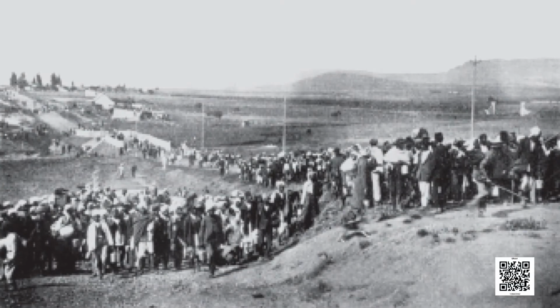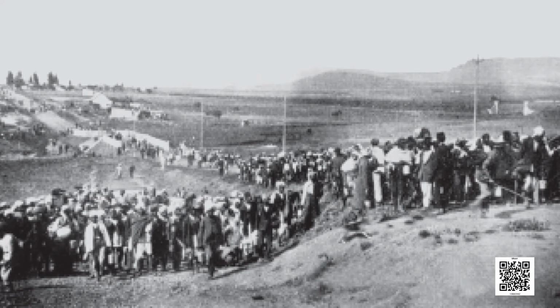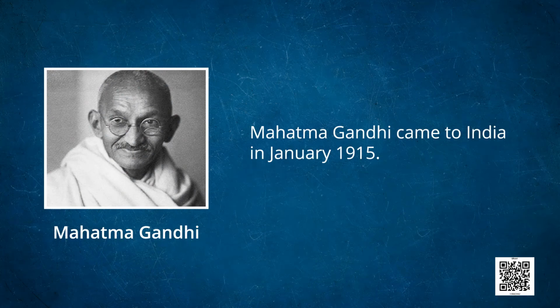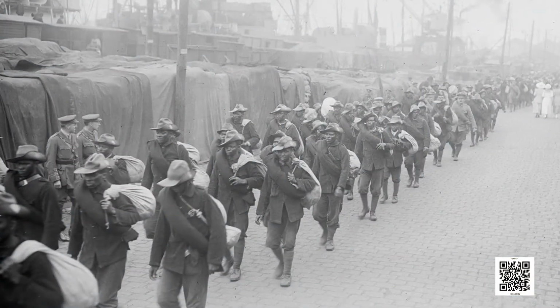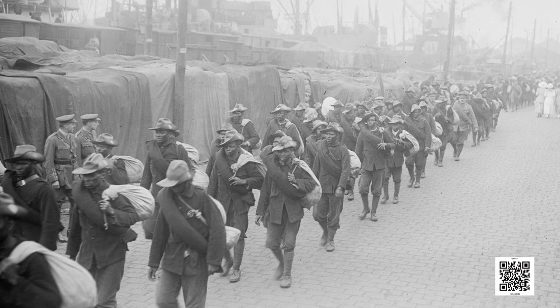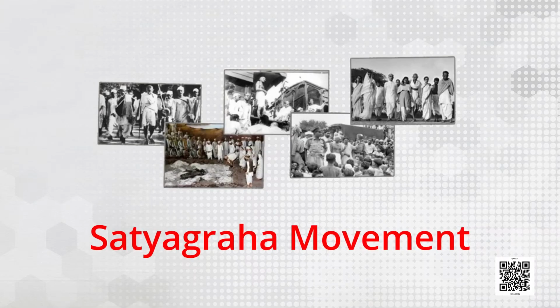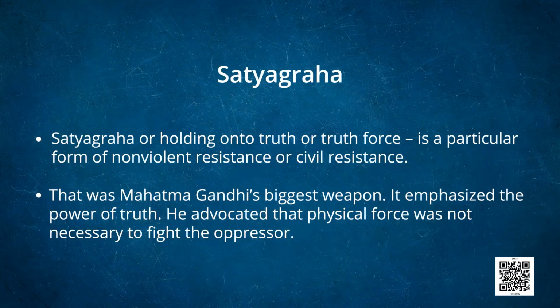Just at that time, a charismatic leader emerged on the Indian scene and gave a new turn to the freedom struggle by adopting new modes of struggle. Children, I'm sure you all know who that leader was. Yes, he was Mahatma Gandhi, who came to India in 1915 and adopted a unique method to fight the oppressive British rule. Children, have you ever heard the term Satyagraha?